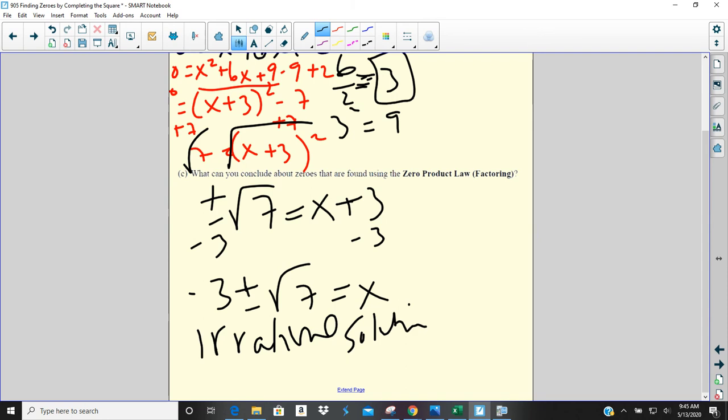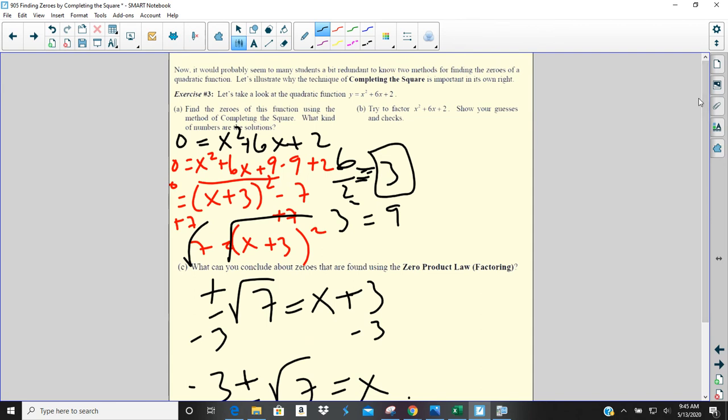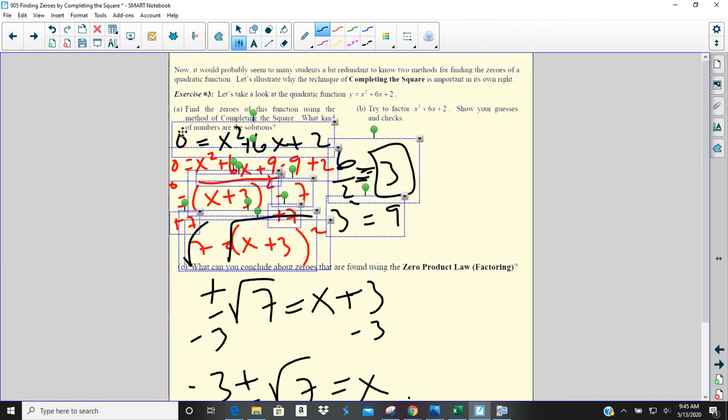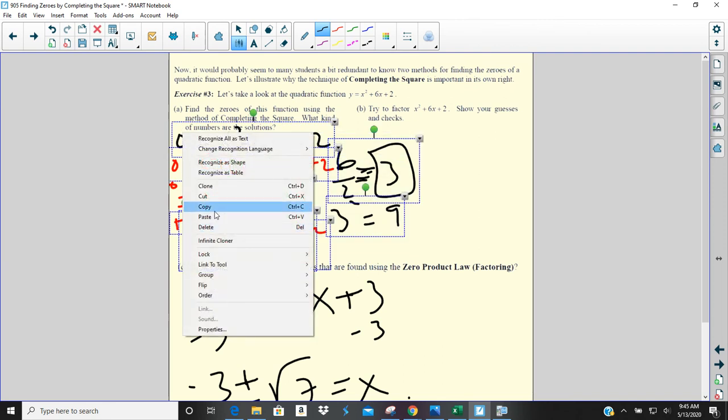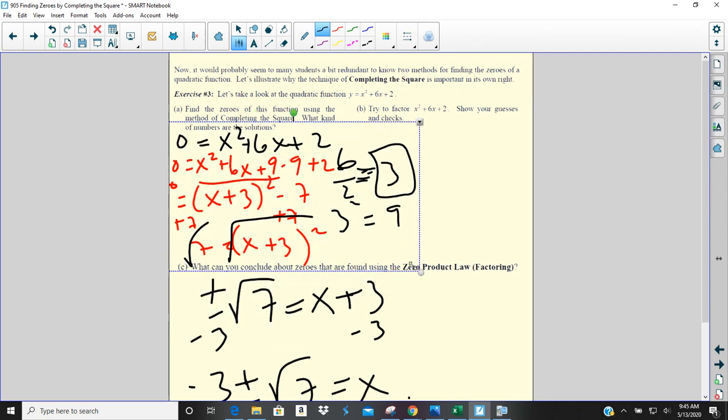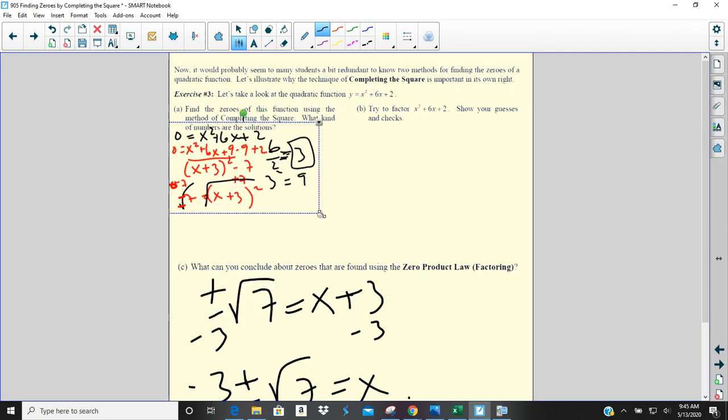Sorry, I ran out of room and I wanted to give you guys space for this. So question B is saying, try to factor it. Show your guesses and checks. Well, I'm going to just do the way we always do. Since the lead coefficient is 1, I'm going to do traditional factoring. So I'm going to find the factors of 2 that when added together give me 6.